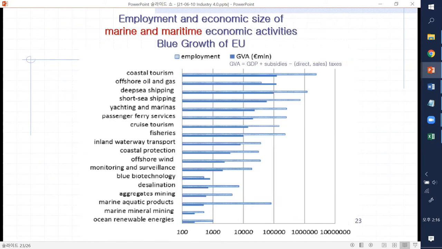All right, so let me show you this one and then I can finish. This is coming from the EU, not all the world, but they are more counting on employment and economic size of the marine and maritime economic activities. They call this blue growth. Inside that, they count shipbuilding as one portion. You see that there is tourism, offshore shipping, yachting, and also fishery, inland waterway transportation, all together about water-related economic activities. So that is the way the EU countries are moving towards.